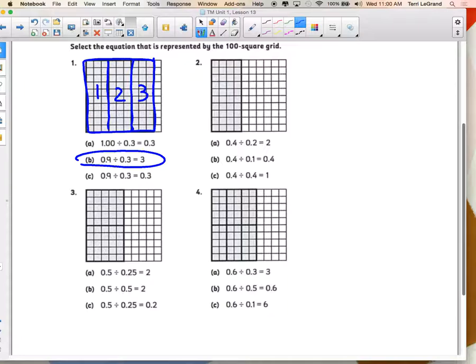Okay. What was it before it became 0.3? Because I don't see 3/10 on here right now. I am seeing 30 hundredths on here right now.